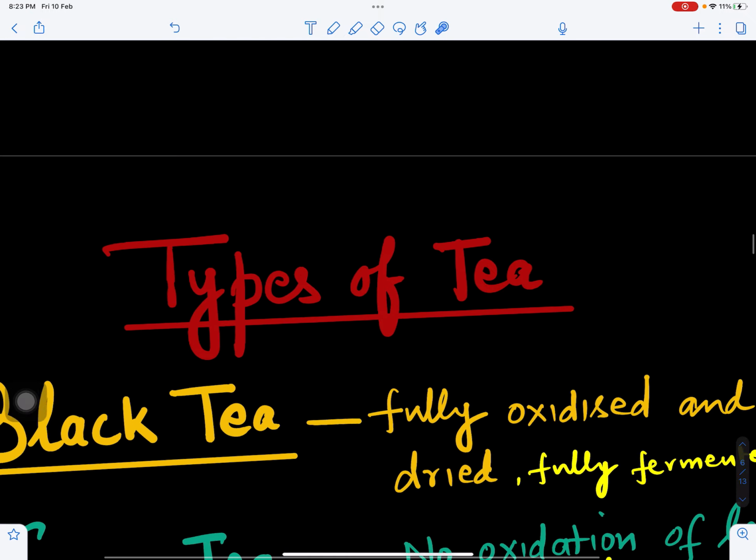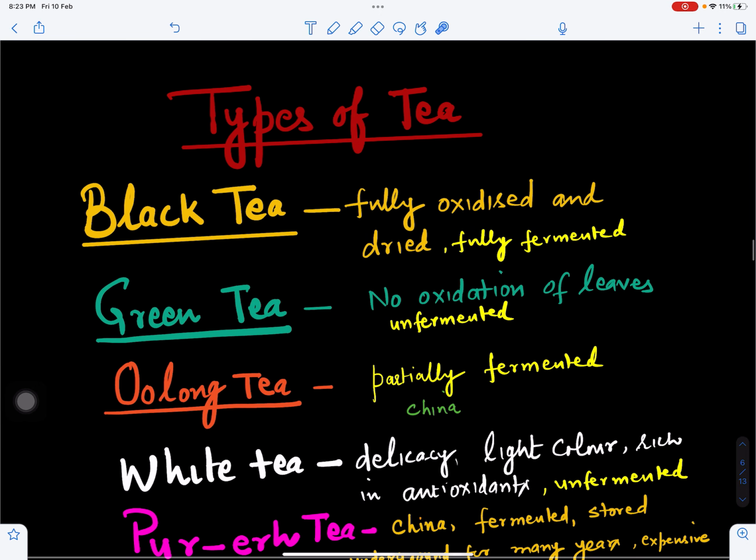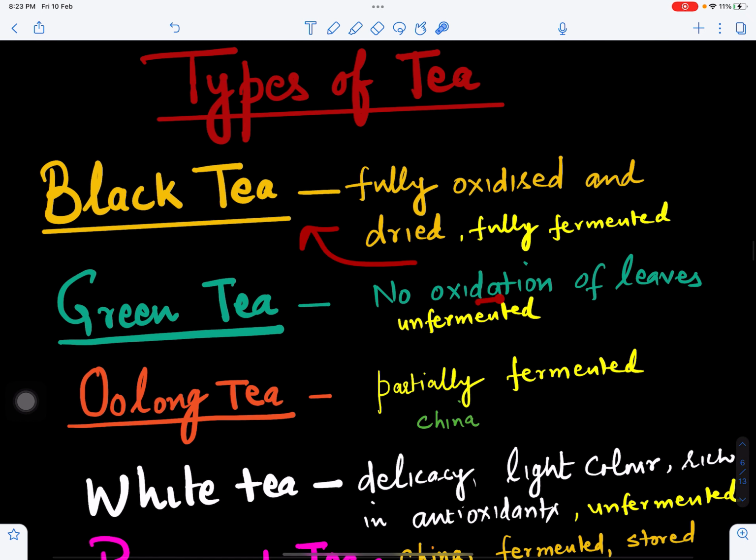So depending upon the fermentation, how much fermentation is done, there are types of tea. Black tea, which is fully oxidized and fermented, then it is dried. This leads to the formation of black tea. And when there is no oxidation of the leaves, no fermentation of the leaves, so this is unfermented. Green tea, only leaves are taken. They are not oxidized, not fermented, and that leads to the formation of green tea.